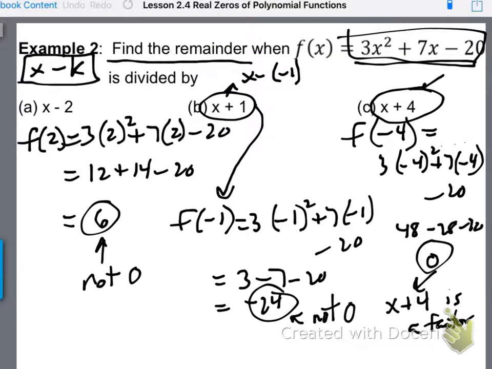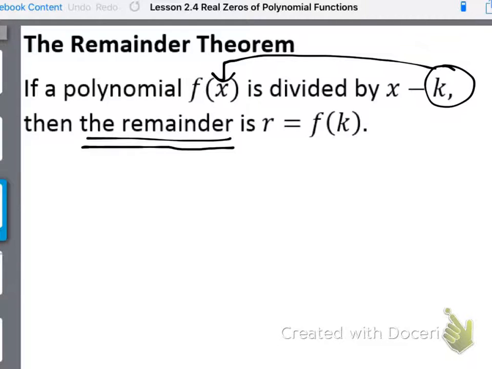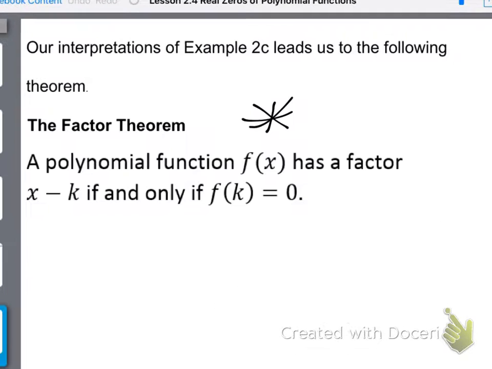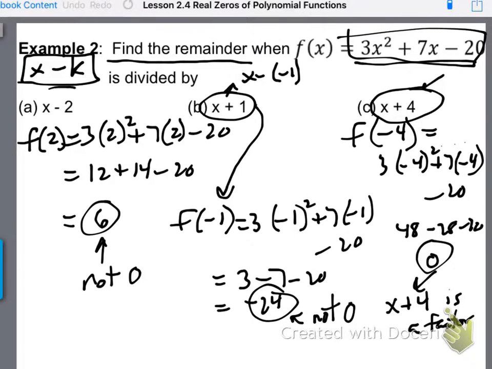Let me just real quick explain the difference, and then we're done. The remainder theorem strictly says that when you take a polynomial f of x and divide by x minus k, all you do is take the k term, plug it in, and that will tell you what the remainder is. The remainder can be 0, 5, -40, whatever. But the factor theorem says if you plug in k to f of x and you get 0 as a result, now you can go a step further and say that x minus k is a factor.